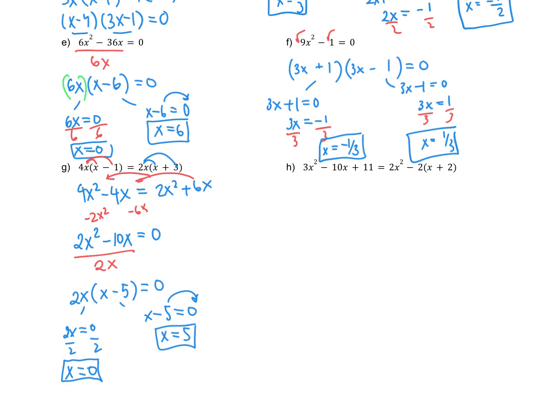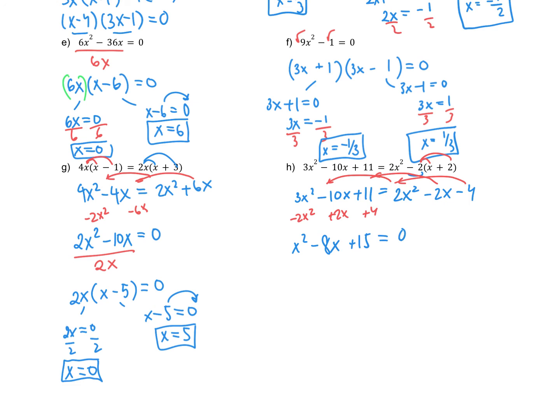And finally, the last one. It looks like there's a lot going on. First thing, let's clean it up. So we have to distribute that negative 2 in. So the left side stays. The 2x squared stays. But now we have negative 2 times x, negative 2 times 2. Now we can bring everything over. So the 2x squared becomes negative. The negative 2x becomes positive, and the negative 4 becomes positive. So when we clean this up, 3 minus 2 is just an x squared. Negative 2 plus 2 is negative 8x, and 11 plus 4 is 15.